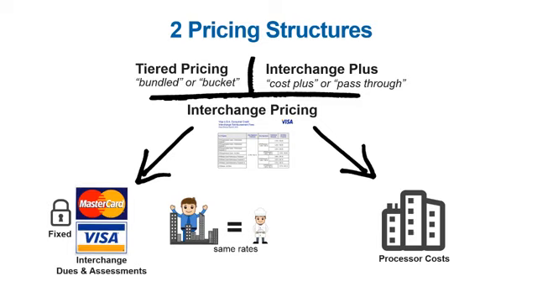From now on, when I refer to interchange, it is assumed that dues and assessments are included since we understand that they are the same for everyone. The processor cost is the one variable that differs from one processor to the next and is the only area open for negotiation in your search for a merchant account provider. Here's both pricing models in detail.